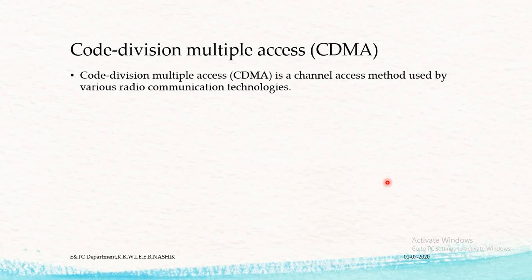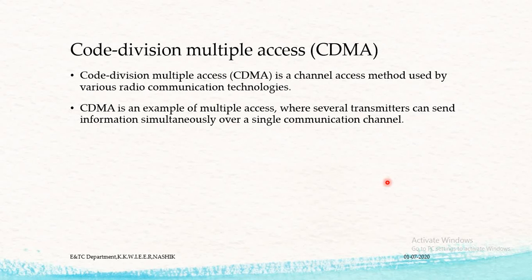Nowadays, if you have observed, most of the phones previously were using CDMA technology. So what is the usage of CDMA technology? Because here, for each user a code is assigned, therefore it's called CDMA. CDMA is an example of multiple access where several transmitters can send information simultaneously over a single communication channel. This allows several users to share a band of frequency.